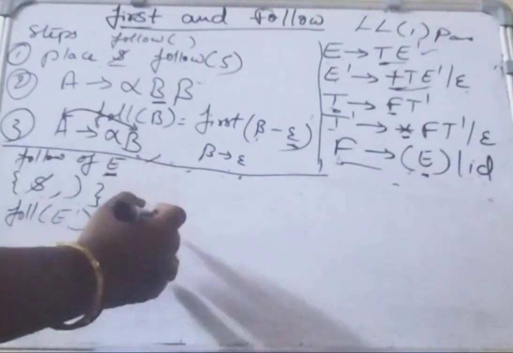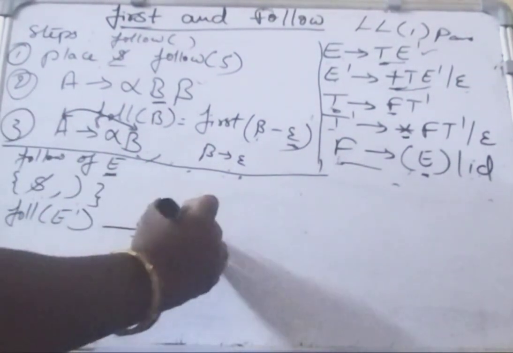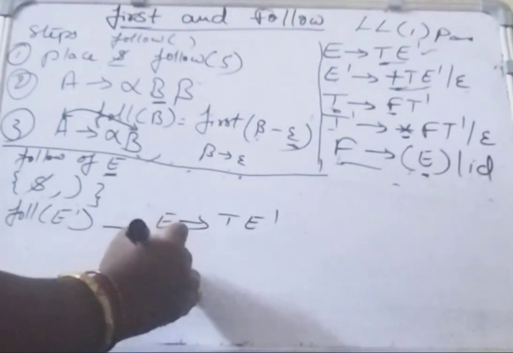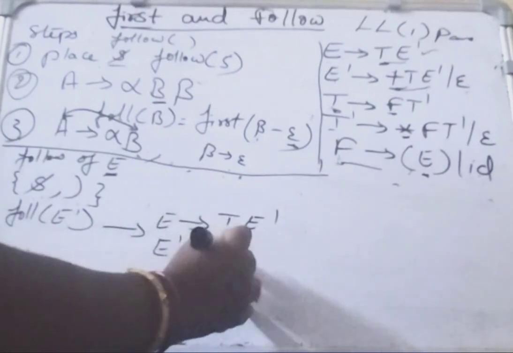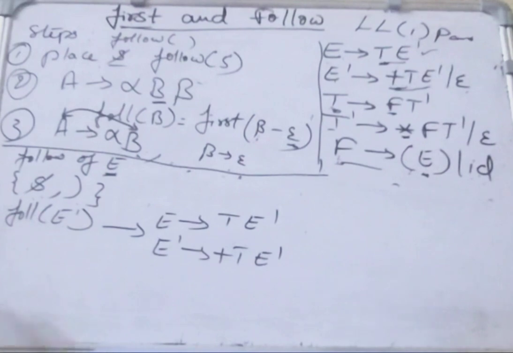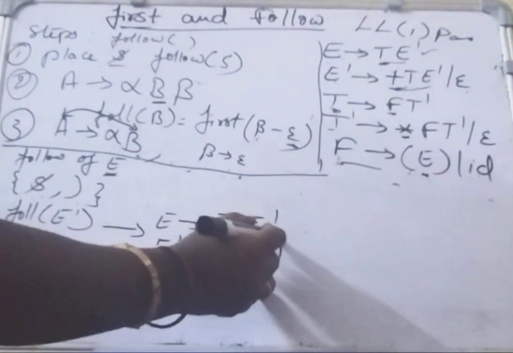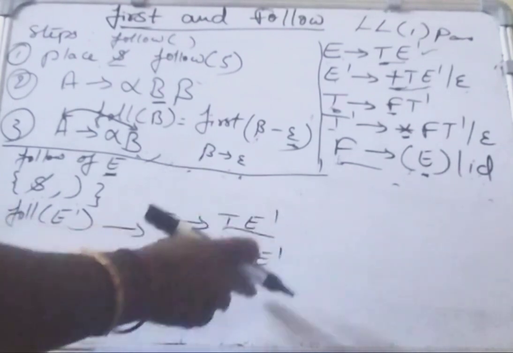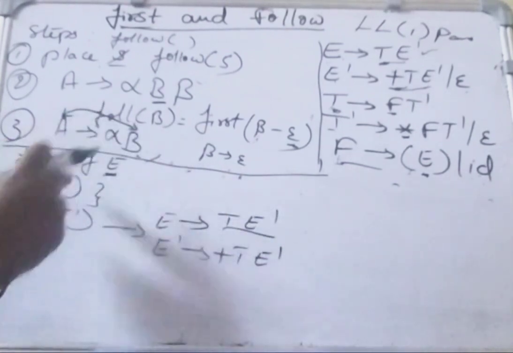Identifying follow of E dash. So see which are the productions where E dash is present. E dash is present here: E derives TE dash and E dash derives plus TE dash. Okay guys. So now you have to find the follow from this production and this production, and you have to take the union of these two to find the follow of E dash.